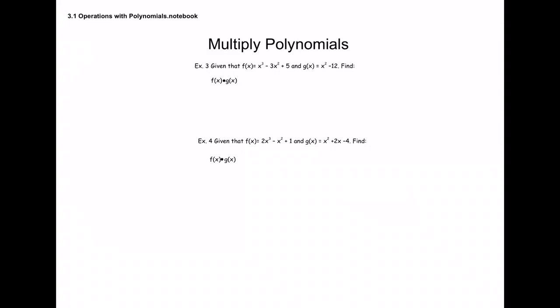Example number 3, we're going to multiply polynomials. So if we have f of x times g of x, we can write out x cubed minus 3x squared plus 5, and we are going to multiply that by x squared minus 12. So we're going to take everything in the first parenthesis and multiply it by everything in the second. So x cubed times x squared gives us x to the 5th power. x cubed times negative 12 gives me negative 12x to the 3rd. We're going to distribute the negative 3x squared to x squared, and we get negative 3x to the 4th.